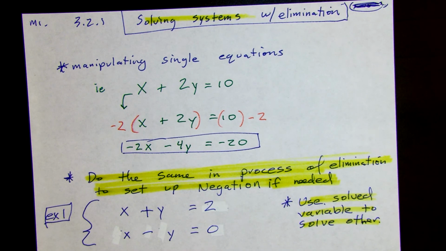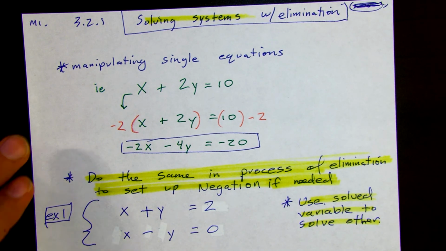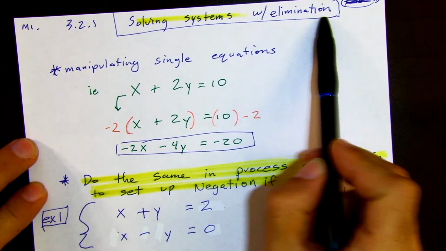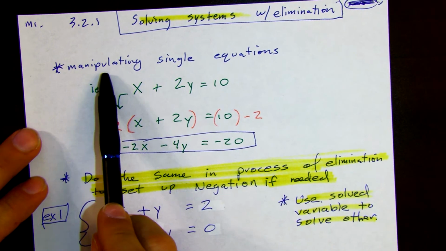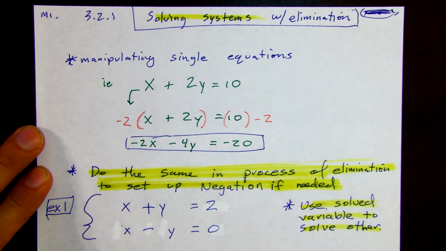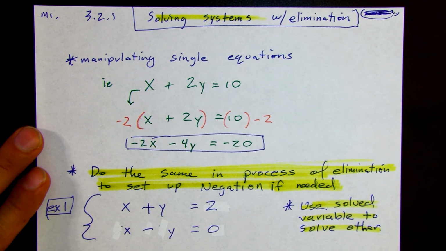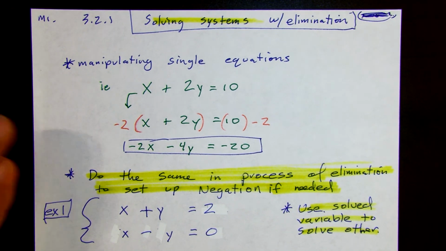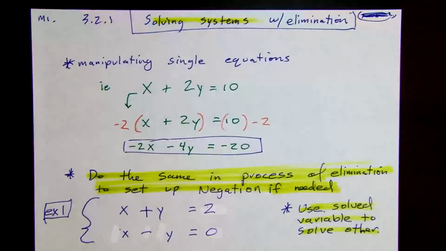So when I look at this, the main tool we're using for elimination is manipulating a single equation. We're going to manipulate a single equation using the tools we already know, and that's going to set us up to be able to combine our two equations and eliminate one of our variables. And that's kind of conceptual. Let's go to what we know first.